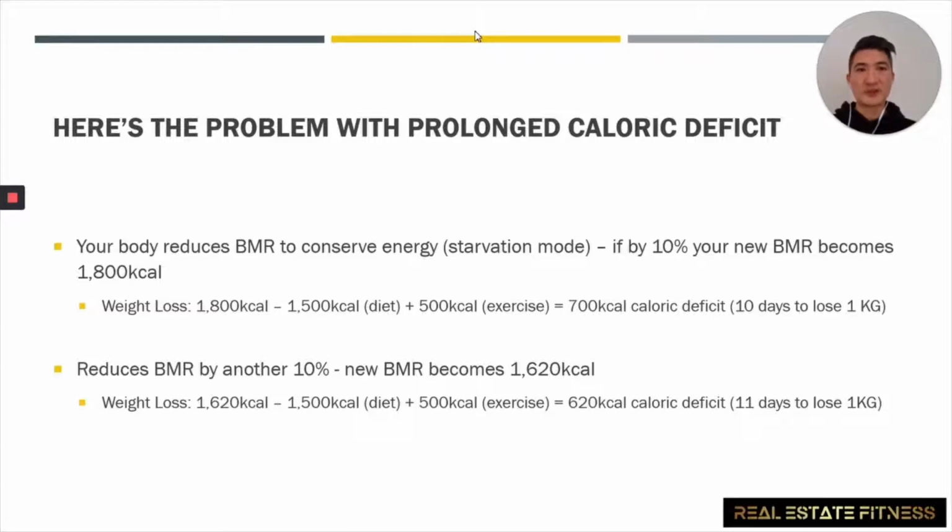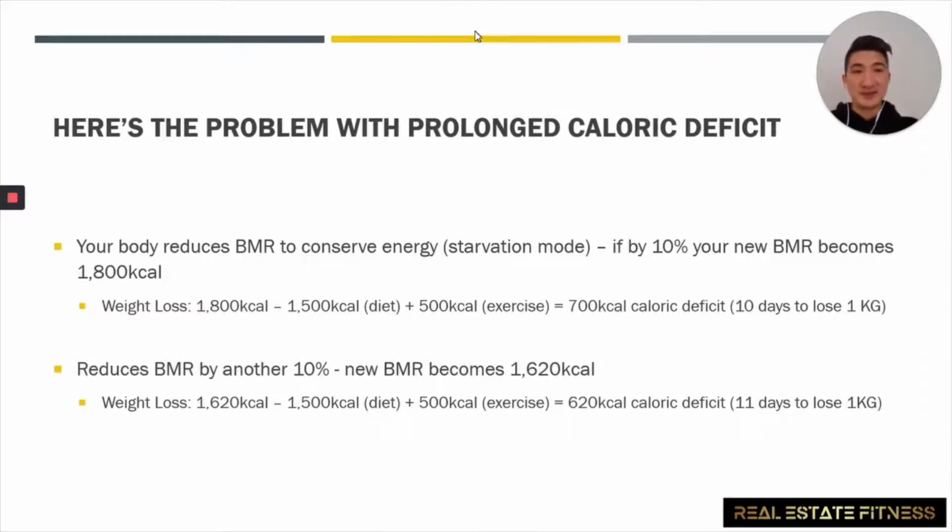The problem now with a lot of people is they continue doing the same thing without knowing that their BMR has reduced. So now that the BMR is 1,800 calories, for example, and you're still eating only 1,500 calories per day, and you're exercising and burning 500 calories a day, it means you are now only experiencing a 700 calorie deficit every single day. So instead of losing 1 kilo in 1 week, which is 7 days, it requires 10 days to lose the same 1 kilo.